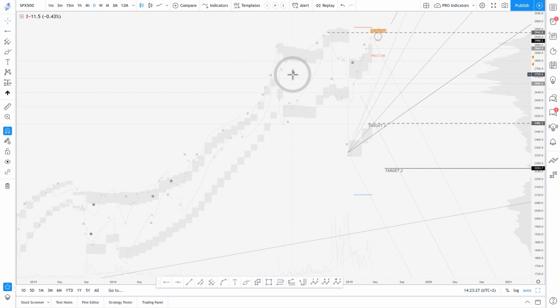All right, now let's talk about the square. Square ones are definitely ranging, so when you see a square, it means the market is definitely not trending. It's ranging or it's consolidating in a trend.